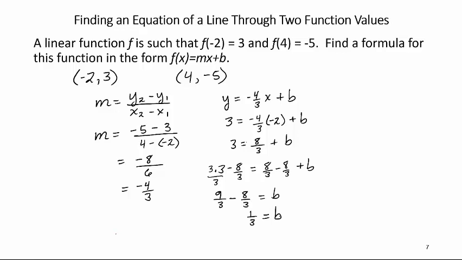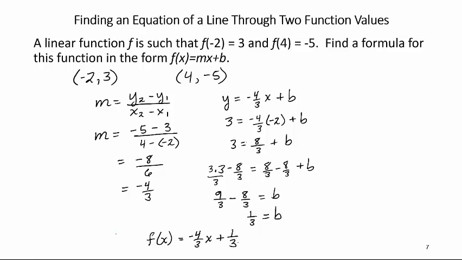All right, so now we know what f of x is, right? So we have to go back and state what the function is. That was the task, right? Find a formula for the function. So f of x is equal to negative 4/3 x plus 1/3.